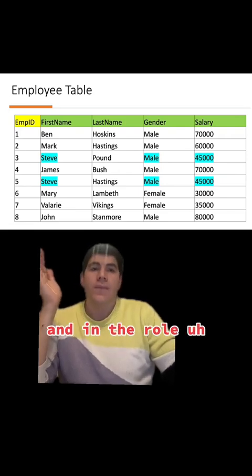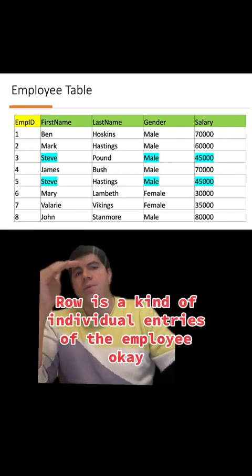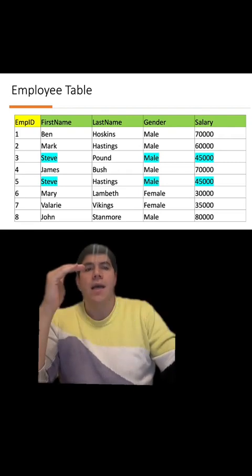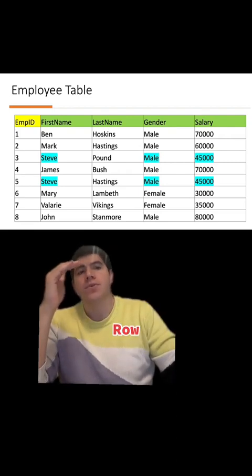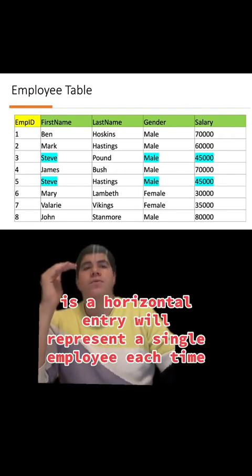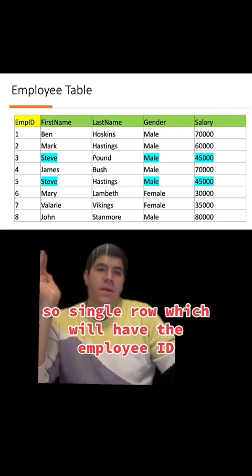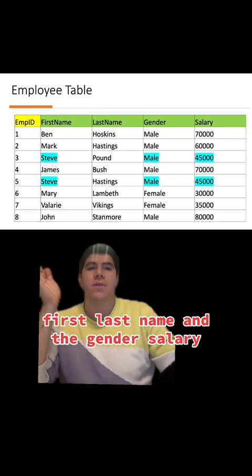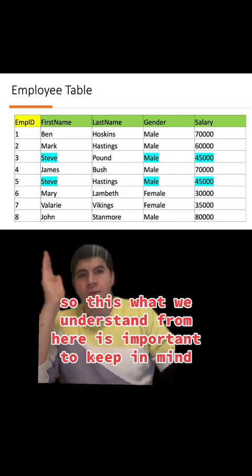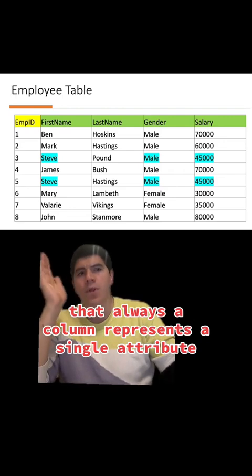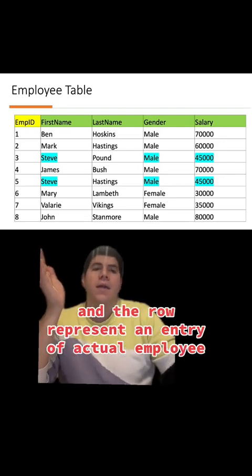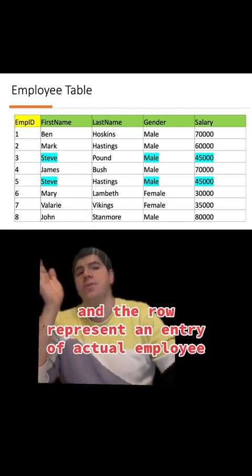And the rows are the individual entries of the employees, okay? A row is a horizontal entry, and it will represent a single employee each time. So a single row will have the employee ID, first name, last name, gender, and salary. What we understand from here, and it's important to keep in mind, is that a column always represents a single attribute and a row represents an entry of an actual employee.